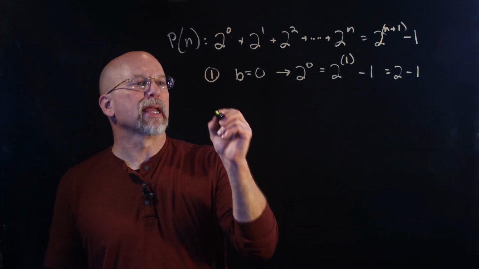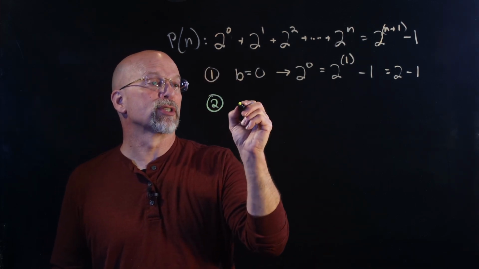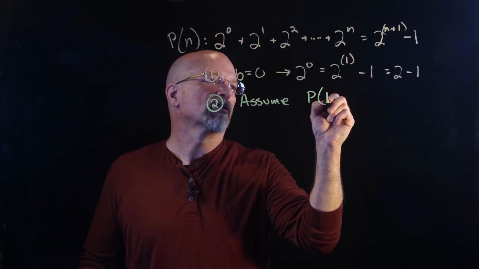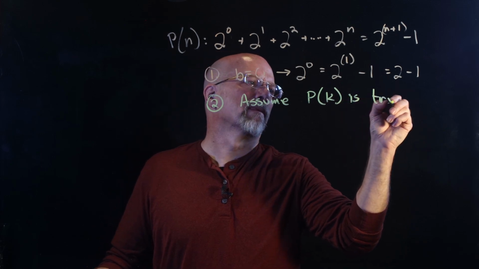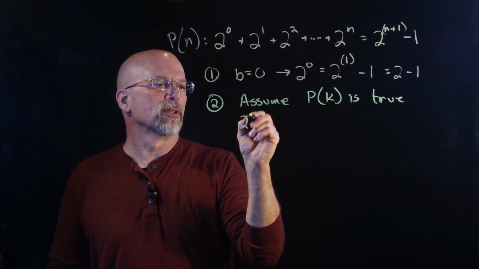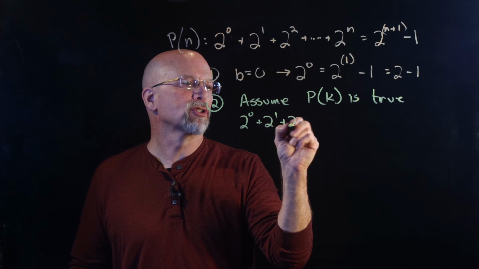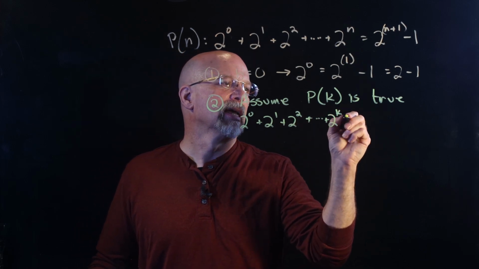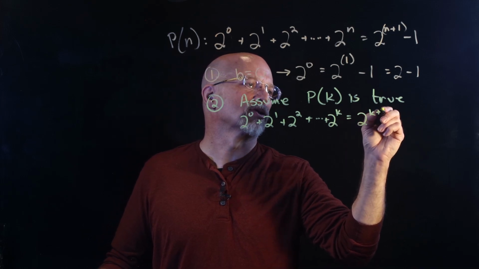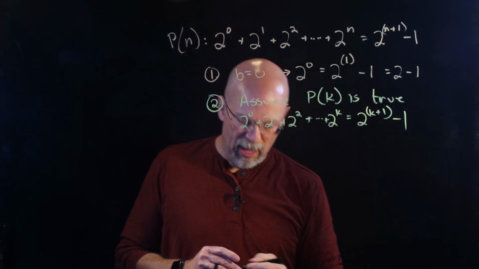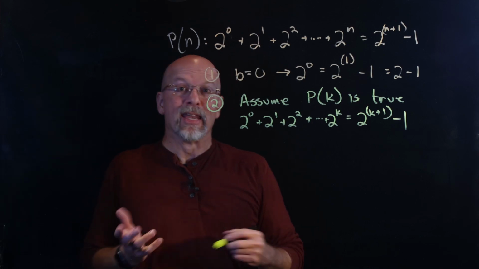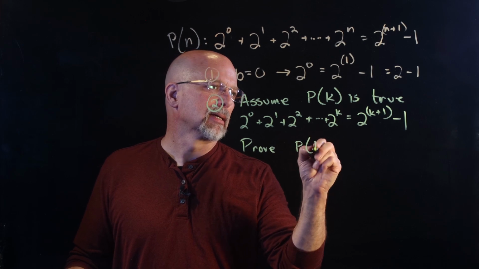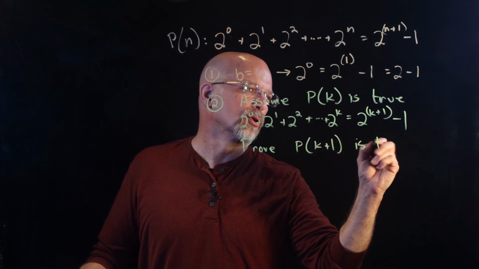So where do we go from here? Step 2. Well, step 2 says assume P of k is true. And what that's telling us is that 2 to the 0 plus 2 to the 1 plus 2 to the 2 plus all the way up to 2 to the k is equal to 2 to the k plus 1 minus 1. We're assuming that that is true. Now what we need to do is prove P of k plus 1 is true.